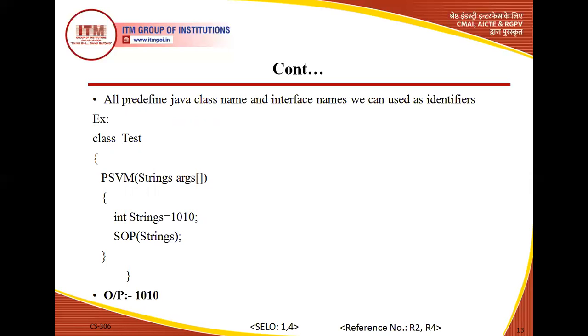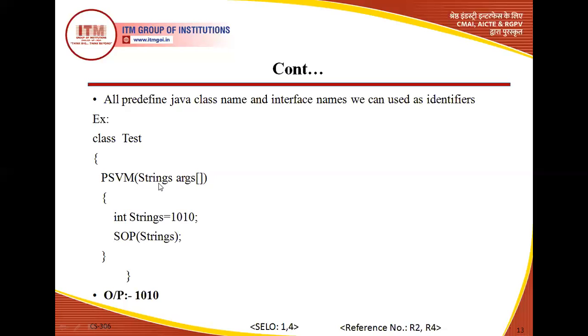Let's take a small example. Inside that example, PSVM is public static void main, and SOP is System.out.println. Test is the class name, then public static void main, where main is a method. I will come to that point and explore this type of program.